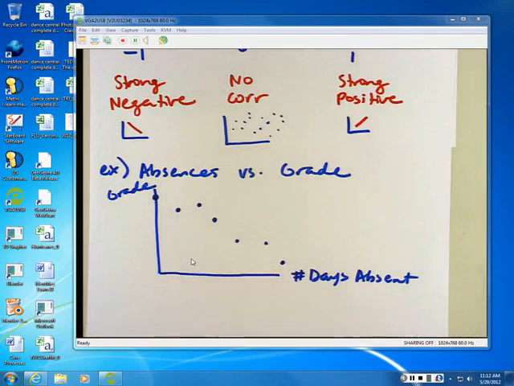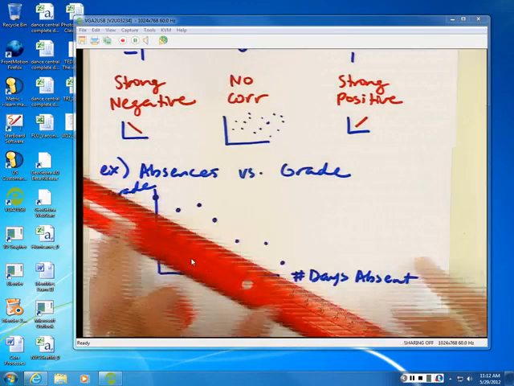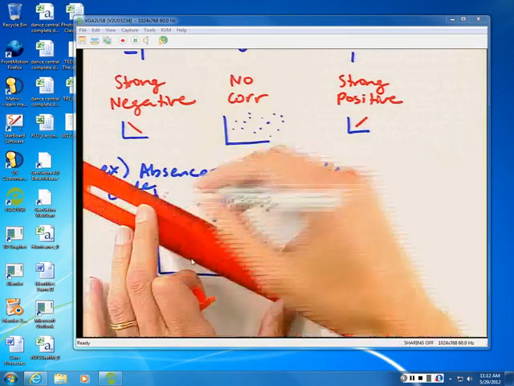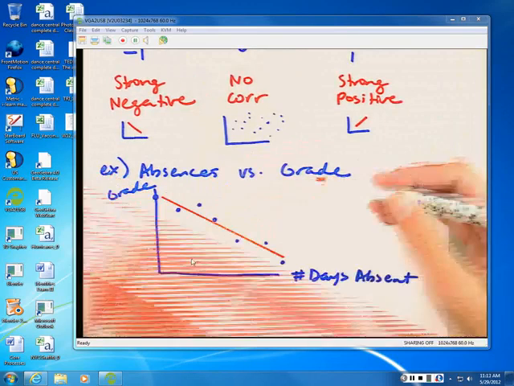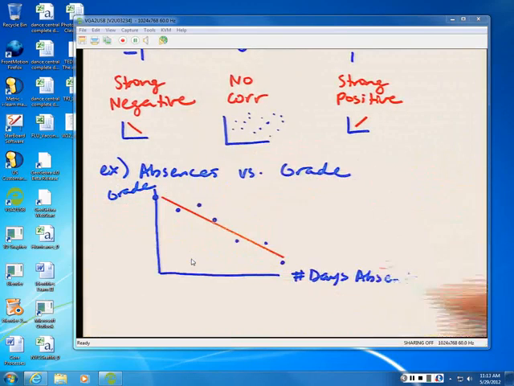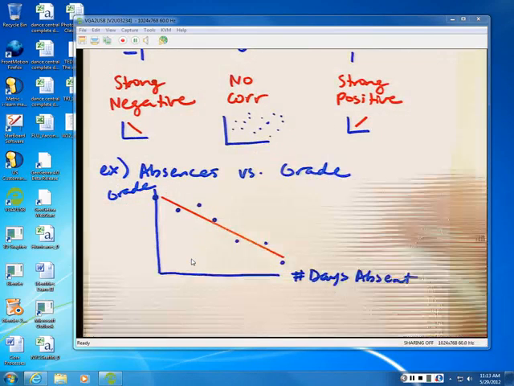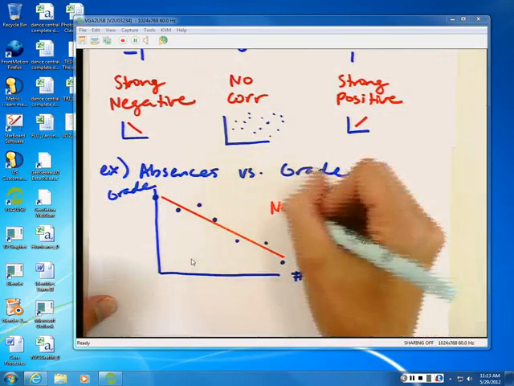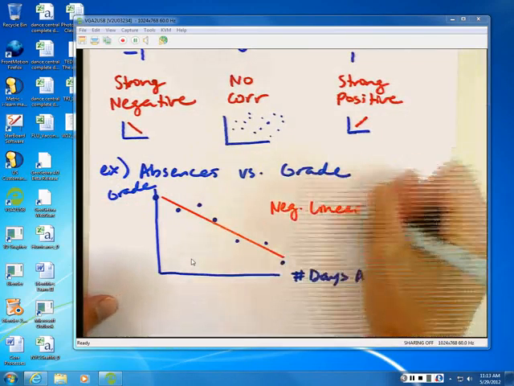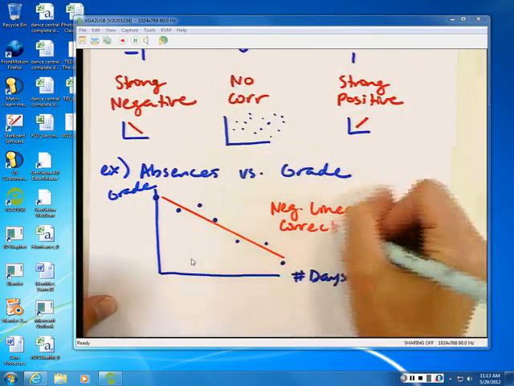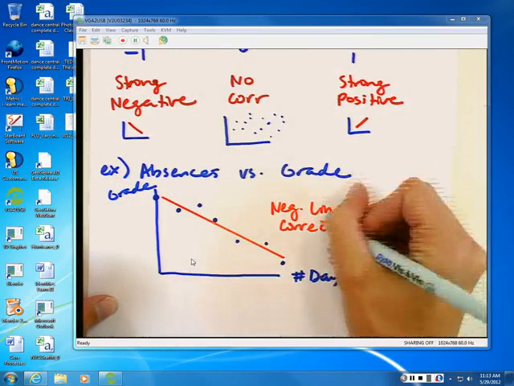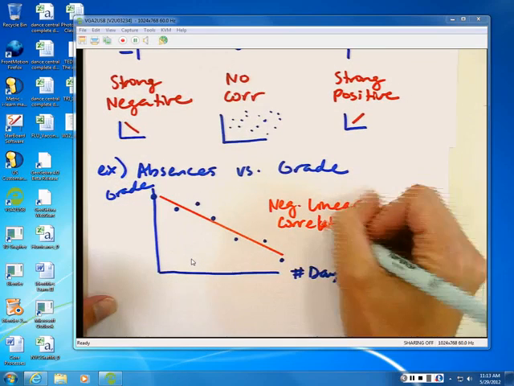So if I look at that then, and I take my ruler, I could fit, it's not perfect, but I can just get an idea. We're going to let the computer give us a better idea, although that's pretty good. We end up with a negative linear correlation. Like I said, we're not going to do any of the curves. Correlation.